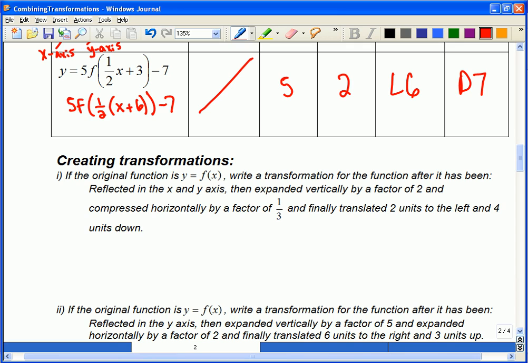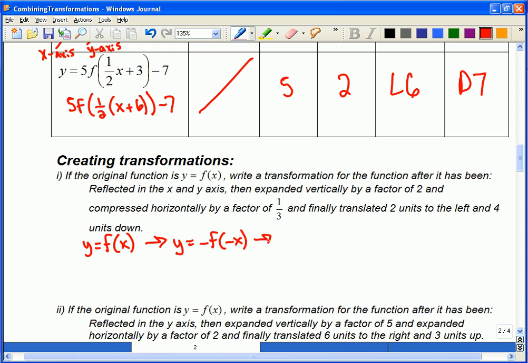Now let's go from the English into the f of x notation, the functions. If I told you I was going to reflect it in the x and y axes, expand it vertically by a factor of 2, and compress it by a factor of 1/3, and then 2 left and 4 down. That's a lot of stuff happening, so we'll go one thing at a time. If we reflect it in the y and the x axes, what happens to it? What does it look like if I do the reflection on both axes? Yeah, there'll be 2 negatives now. It'll look like this.